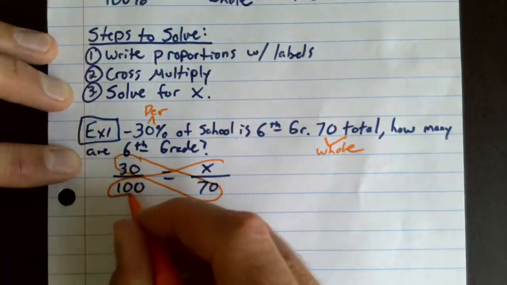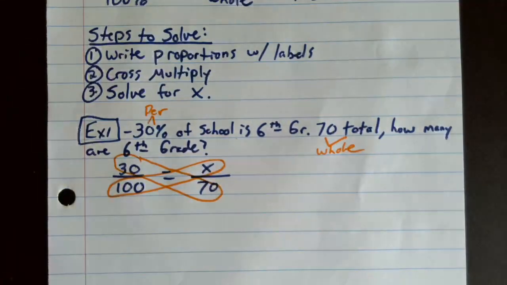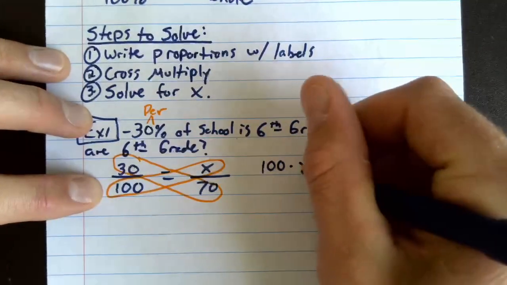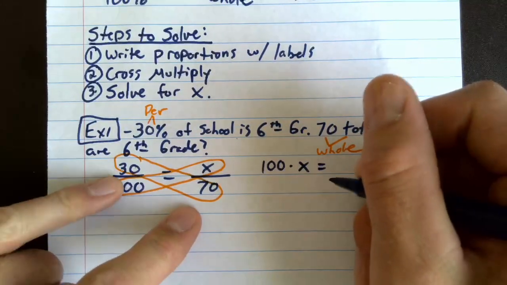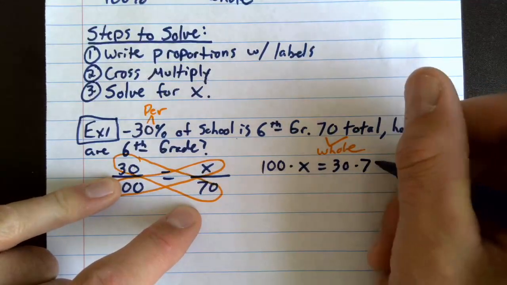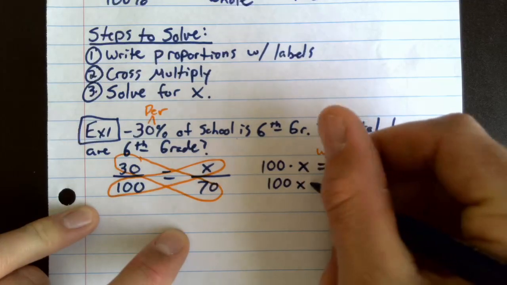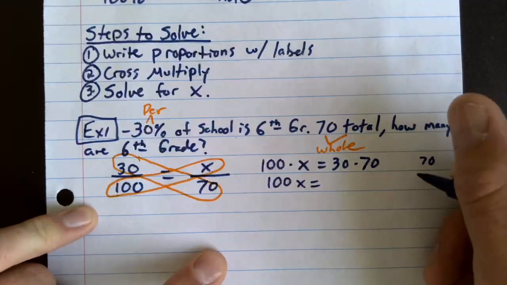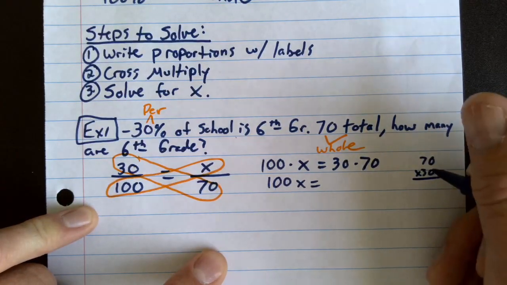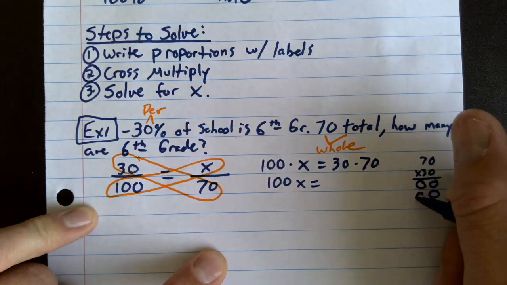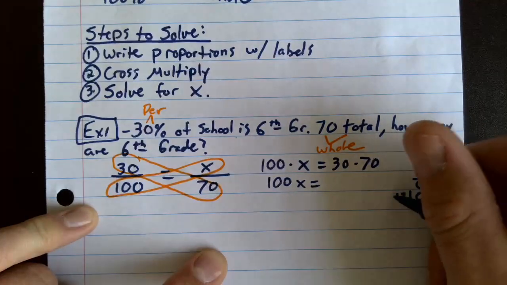Step two, cross multiply. Draw your x. This is my favorite part right here. I enjoy this cross multiplication. And you have 100 times x equals 30 times 70. So just simplify it a bit. 100x equals, and then just work it out off to the side. 30 times 70. 0 times 0 is 0. 0 times 7 is 0. Placeholder, 3 times 0 is 0. And 3 times 7 is 21.